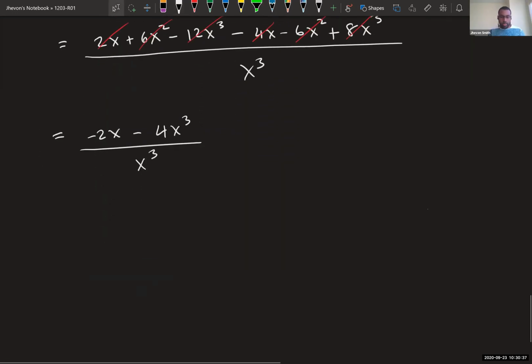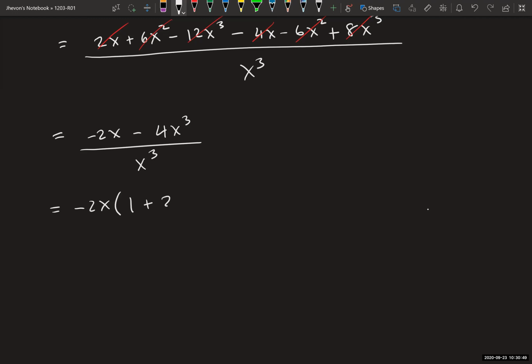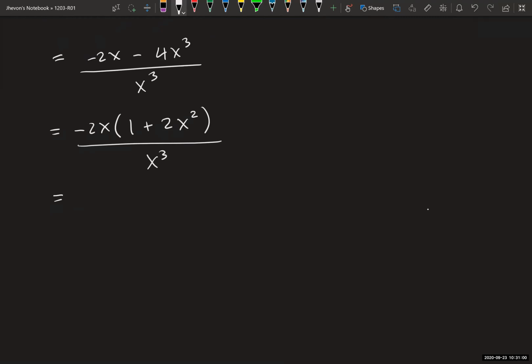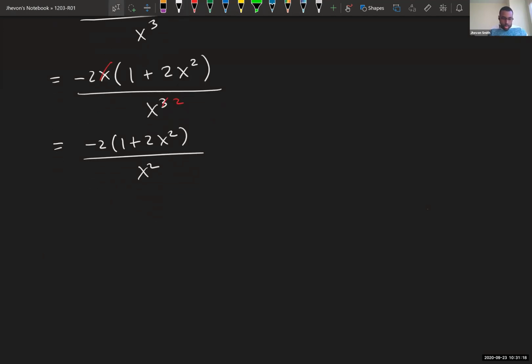Okay. Can you simplify further? Yes, from the numerator you could pull out a negative 2x. And that would leave you 1 plus 2x squared all over x cubed. And then you could cancel the x in the numerator and make the denominator x squared. Okay, so you end up with minus 2 times 1 plus 2x squared over x squared. In fact, you can even think of this as something like minus 2 times 1 over x squared plus 2. So either this or that.